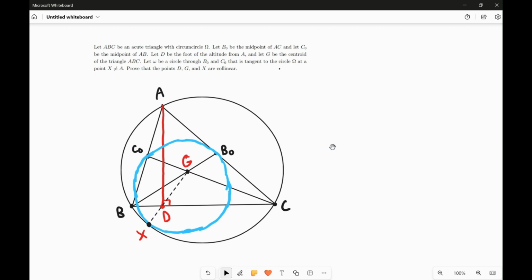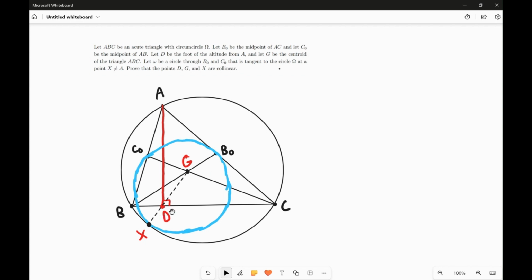Let ABC be an acute triangle with circumcircle omega. Let B0 be the midpoint of AC, and let C0 be the midpoint of AB. So these are the midpoints. Let D be the altitude from A, and let G be the centroid of the triangle ABC.